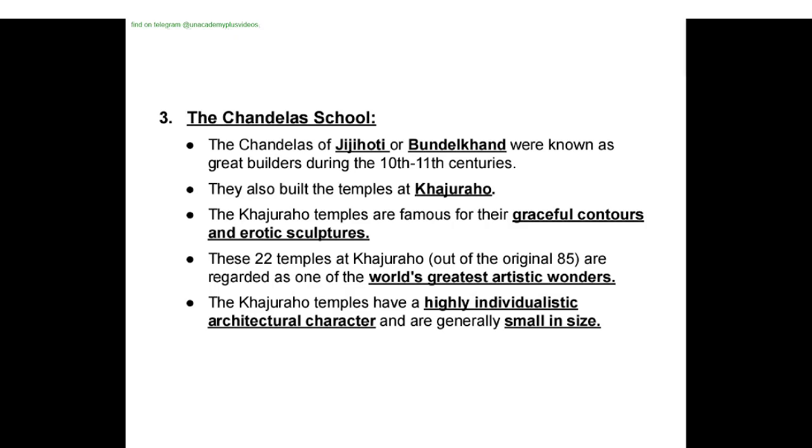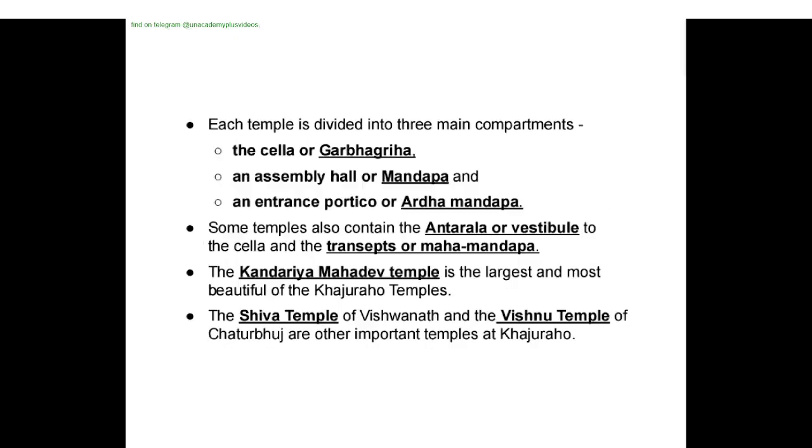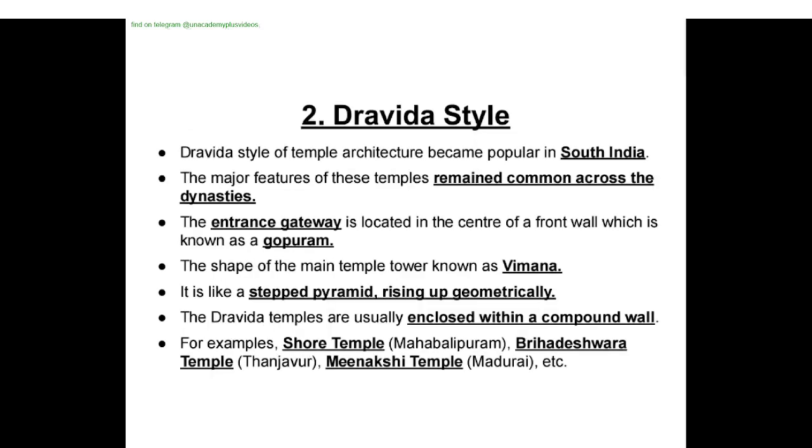The Khajuraho temples have a highly individualistic architectural character and are generally small in size. Each temple is divided into three main components: the cella or Garbhagriha, an assembly hall or mandapa, and an entrance portico or Ardha mandapa. Some temples also contain the antarala or vestibule to the cella and the transepts or Mahamandapa. The Kandariya Mahadev temple is the largest and the most beautiful of the Khajuraho temples. The Shiva temple of Vishwanath and the Vishnu temple of Chaturbhuj are the important temples at Khajuraho.